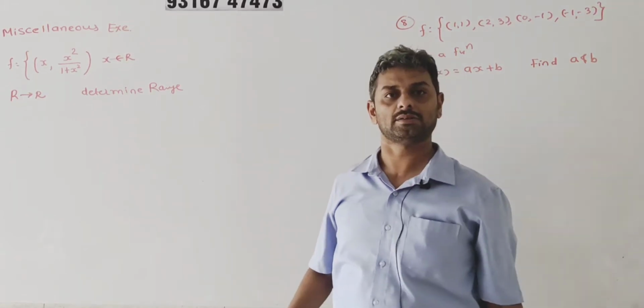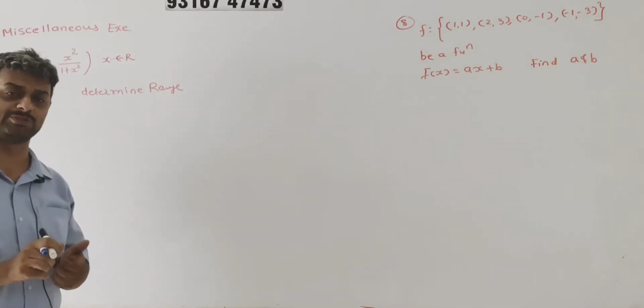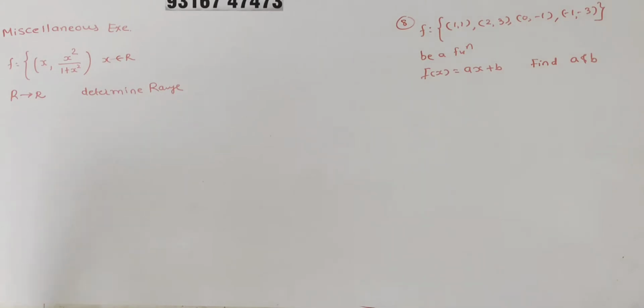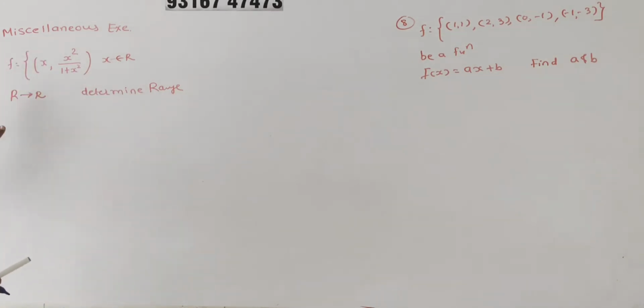Jai Swaminarayan. Now our last exercise is going on in chapter number 2, that is the miscellaneous exercise, and the 6th example is there. We want to find out the range of a function defined from R to R, where f(x) is equal to x square upon 1 plus x square.